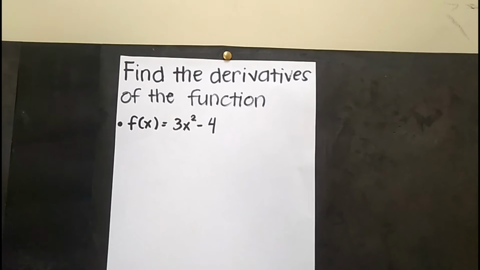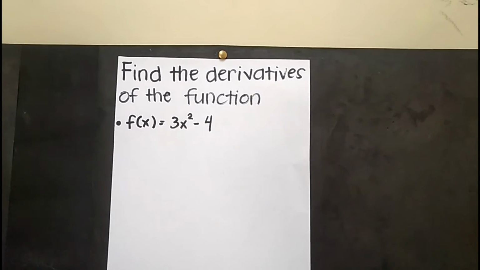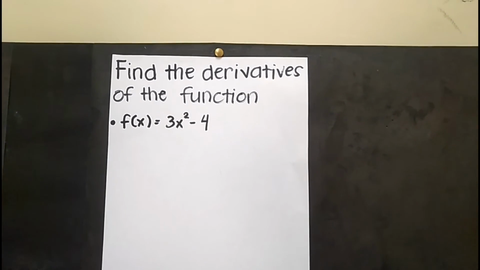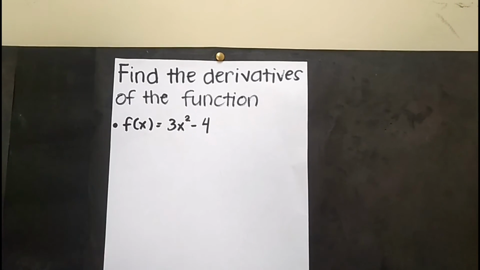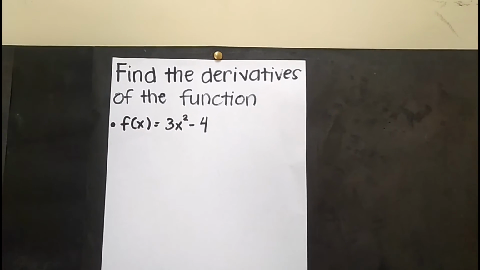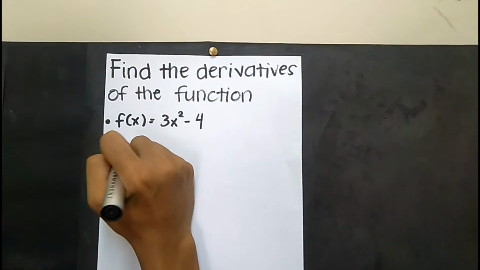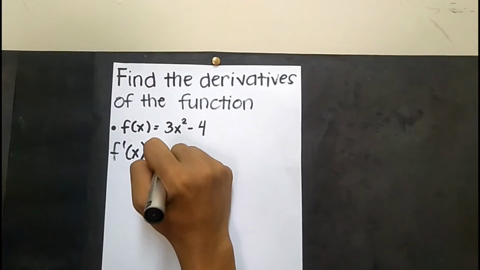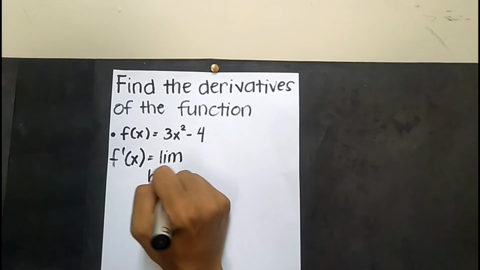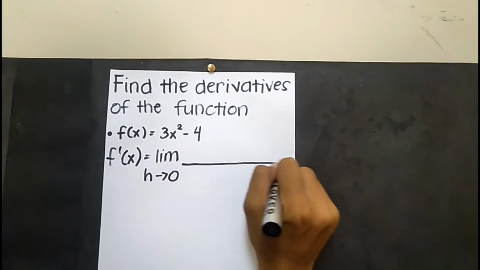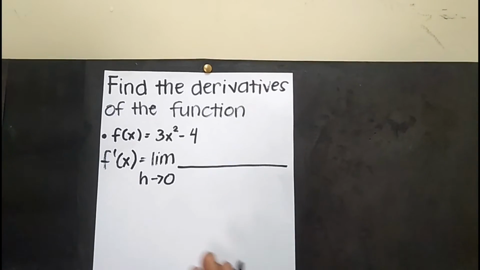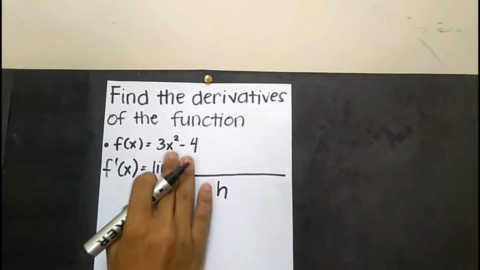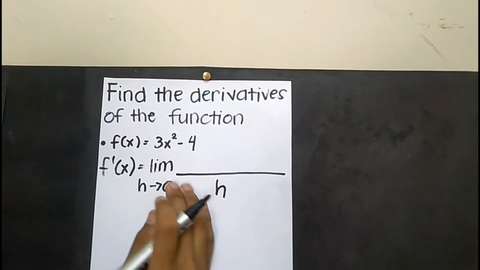And now we're here to find the derivatives of the function. First example, f of x is equal to 3x squared minus 4. So don't forget that you should use the formula given earlier. First, change the notation to f prime of x. And don't forget to put the limit as h approaches 0. In the formula, it is all over h, so put h in the denominator and all x should be substituted by x plus h.